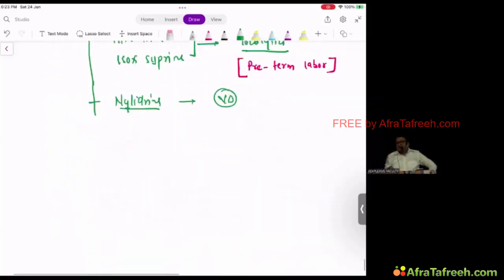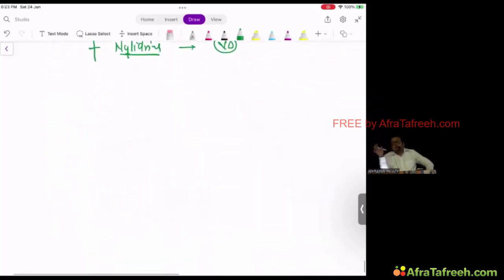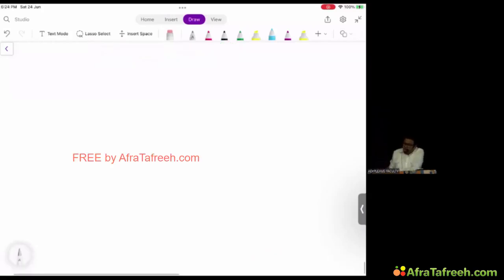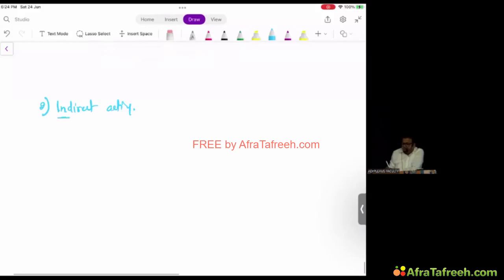All directly acting drugs I have told you, catecholamines and non-catecholamines. These are the drugs which act directly on alpha or beta receptors. The only thing you have to understand here is catecholamines, the rest are not important. Now we go to the second type, that is the indirectly acting drugs.